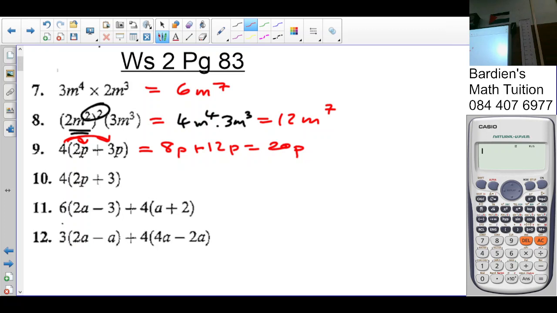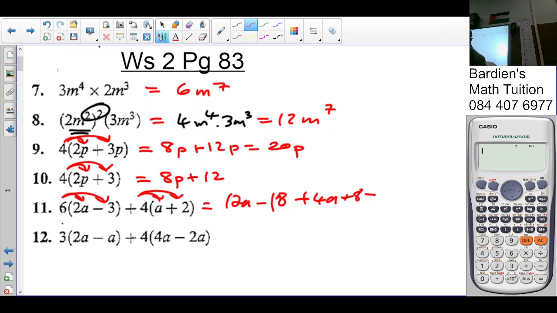The next one, can I apply the commutative law there? No. You have to go into distributive law. We must multiply that in. What do we get? 8p plus 12. The next one, we multiply that in. So that's going to give us 12a minus 18 plus 4a. What do we do now? Like terms. 12a plus 4a is 16a. Minus 18 plus 8. Minus 3. Next one is the same story.